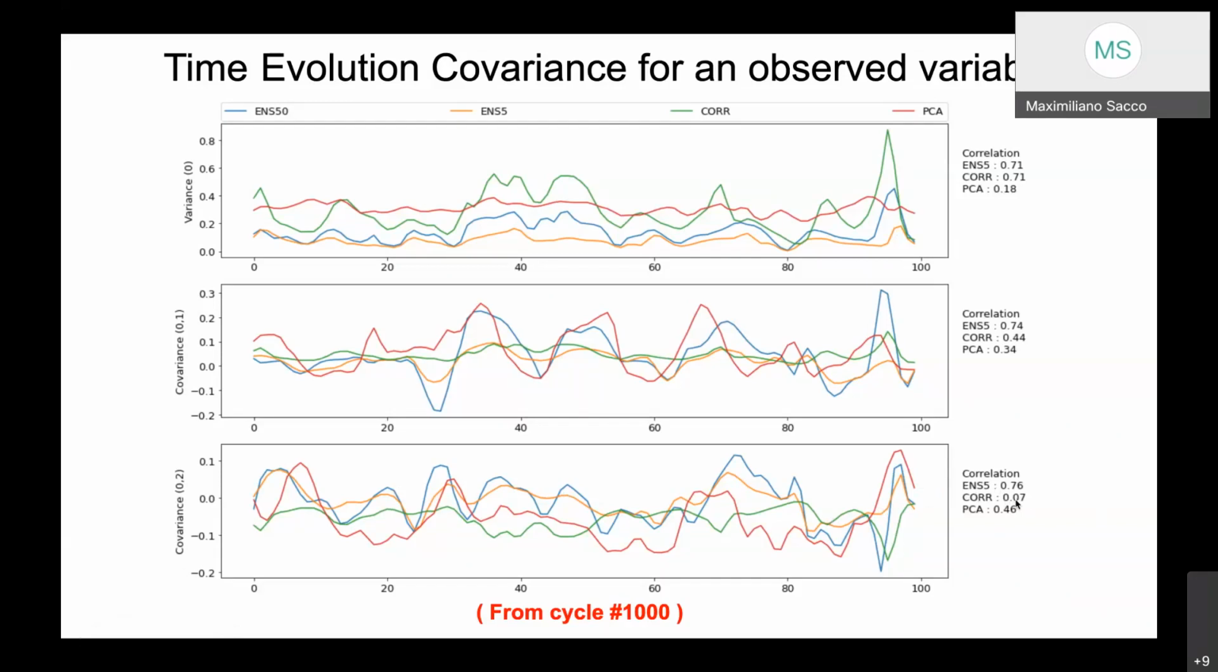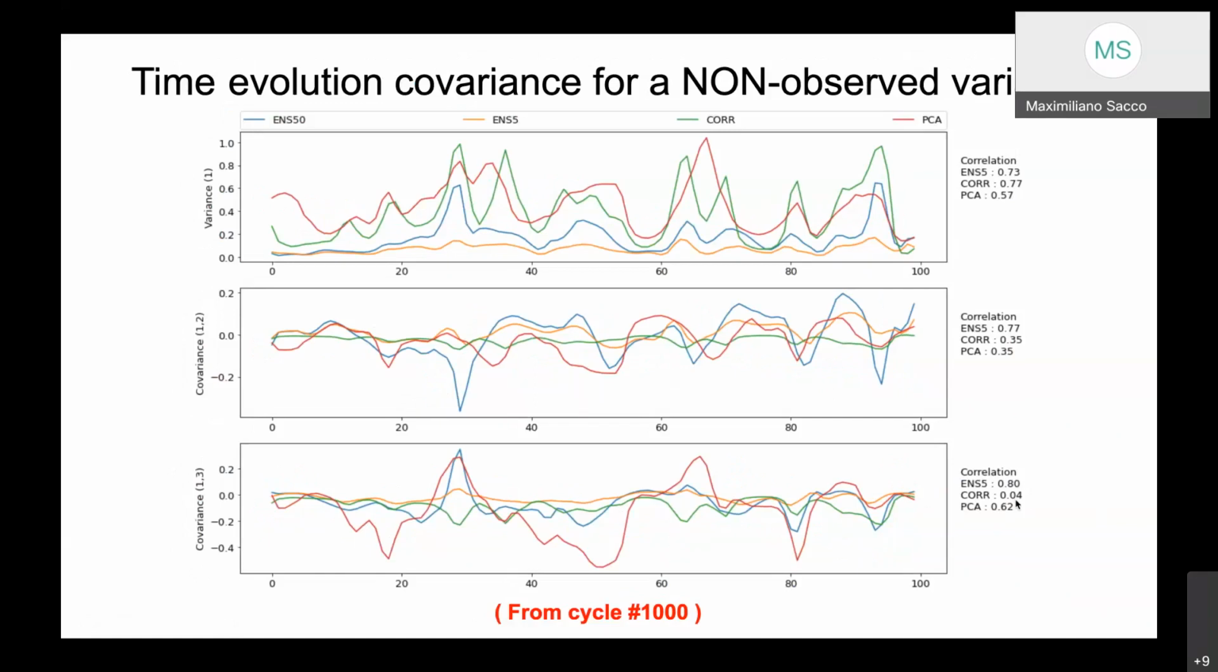So let's see what happened with the non-observed variable. It is interesting to distinguish between observed and non-observed variables because for the latter the assimilation method does not have observations to correct, and so the impact of the estimated covariance on the resulting analysis is huge.